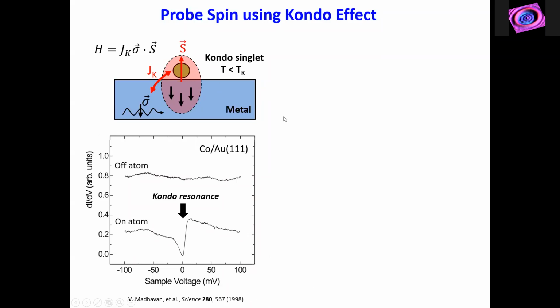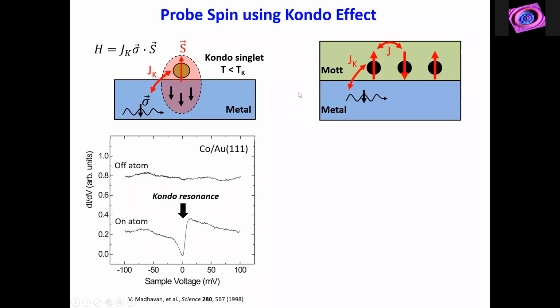And so if you think about that, you can think, well, what happens if I put a Mott insulator on top of a metal? Well, the Mott insulator should be just a collection of spins. And if the Kondo coupling between the spins and the itinerant electrons is stronger than the exchange coupling between the spins in the layer, then we expect Kondo to win, and all these spins are going to get screened by the conduction electrons like that.